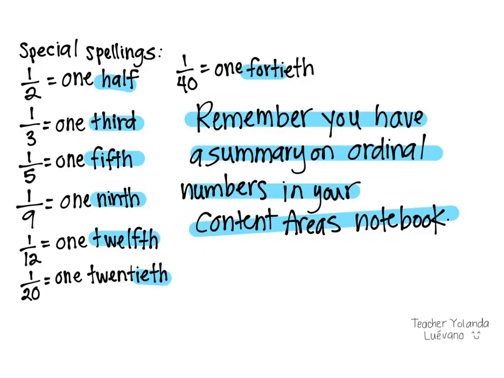So here it says that we have some special spellings. Remember that you have a summary on ordinal numbers in your content areas notebook. So here we have 1/2, 1/3, 1/5, 1/9, 1/12, 1/20, and 1/40. Remember to study the ordinal numbers so you can do the exercises of today's class in our PDF file.